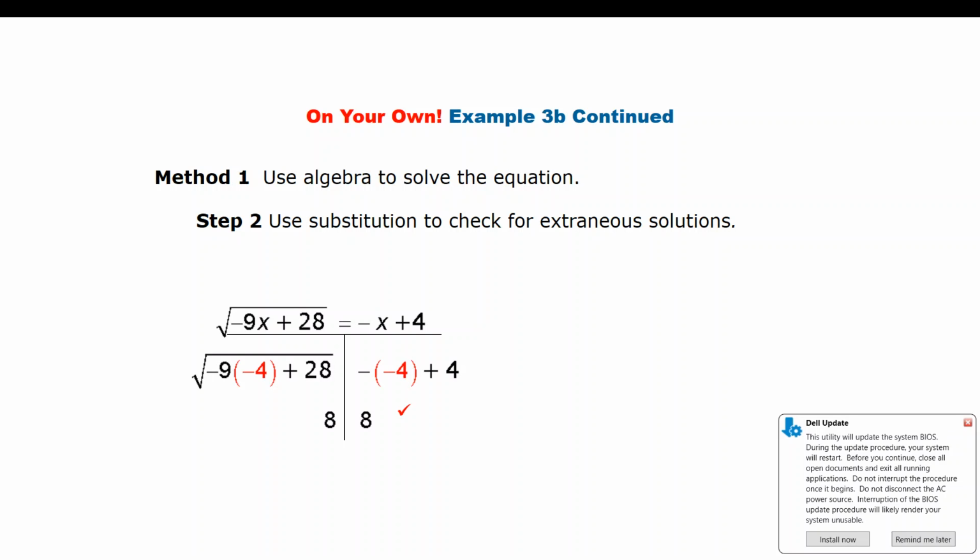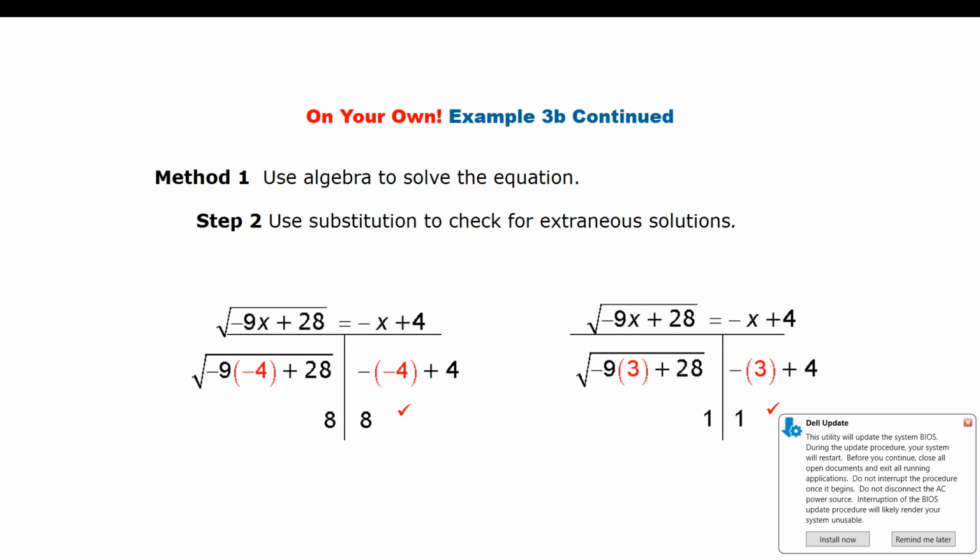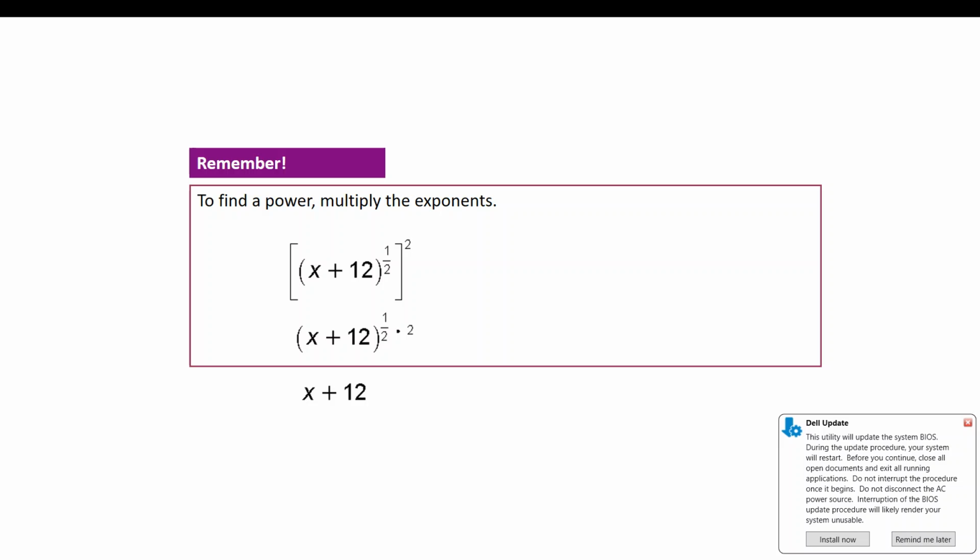All right, so again, we can check it. When we substitute for -4, we find out that 8 equals 8, which is true. And when we substitute using the 3, we end up with 1 equals 1, and that's also true. All right. To find a power, multiply the exponents. So in this case, x plus 12 to the 1/2 power squared ends up being x plus 12 to the 1 power, which is just x plus 12.